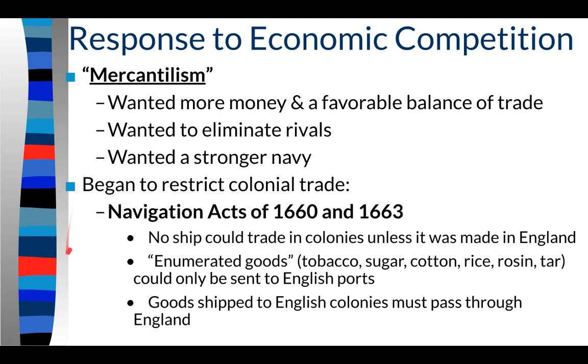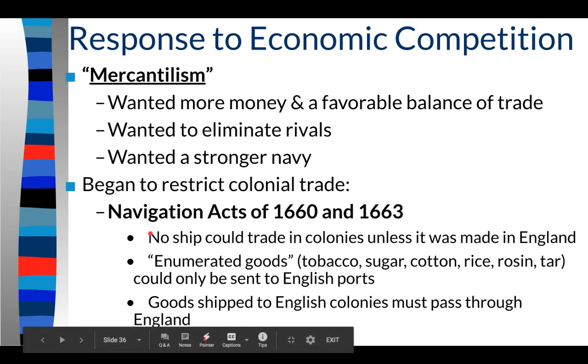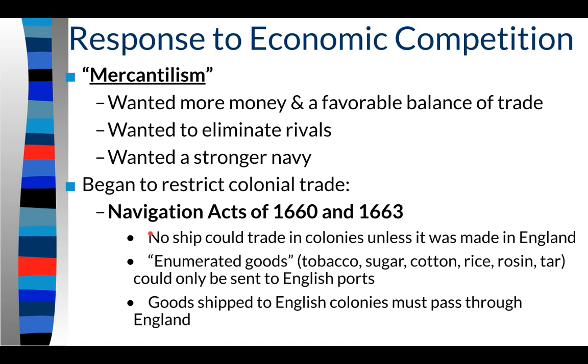Big star right here. England issues some laws. They're called the Navigation Acts, and there's two of them. One of them is in 1660. One of them is in 1663. Look at these laws. No ship could trade in the colonies unless the ship was made in England. So you have to trade on English ships. Obviously, English people are going to be running those ships, and so they want to really control what is coming out of the colonies. They want their eyes on that.